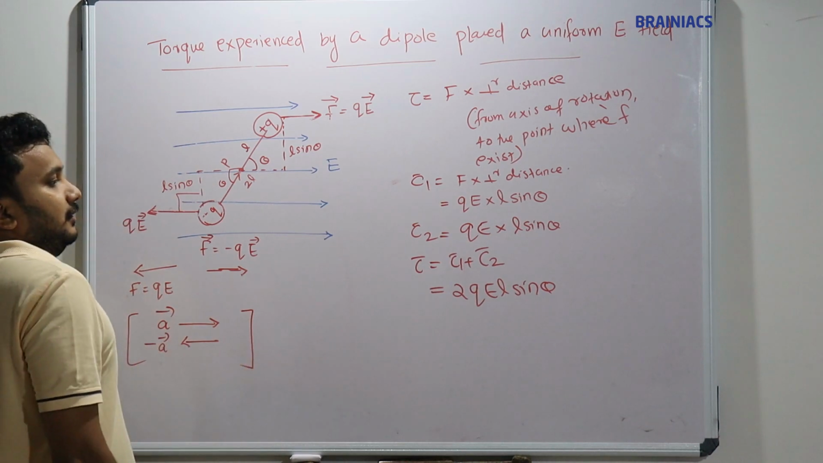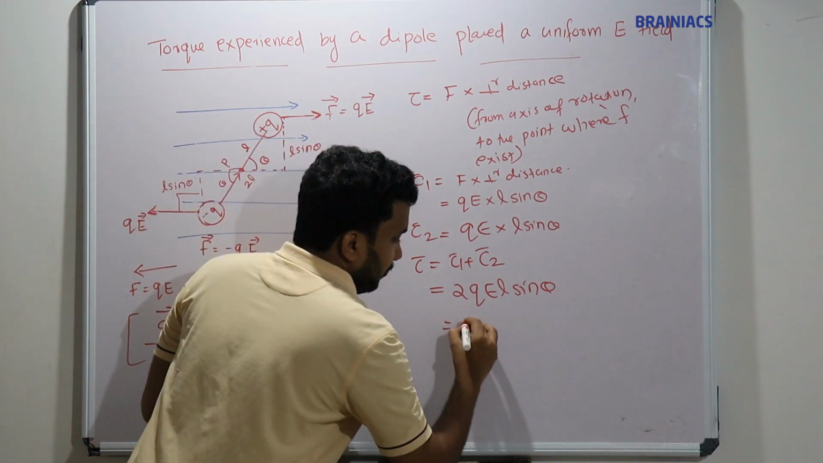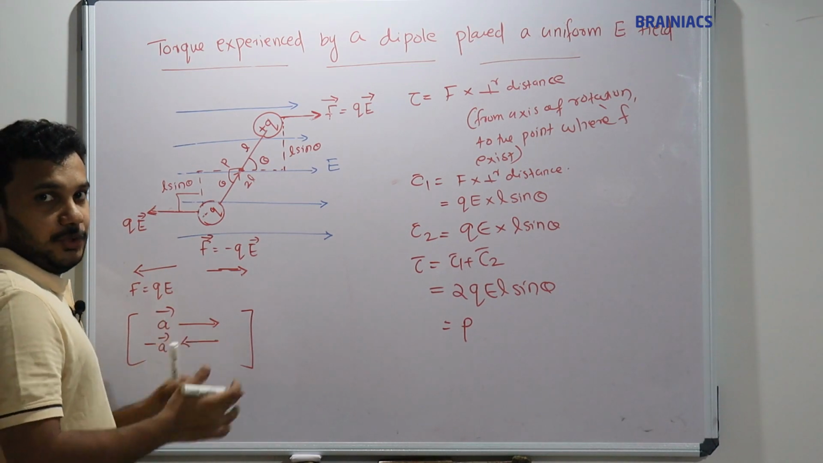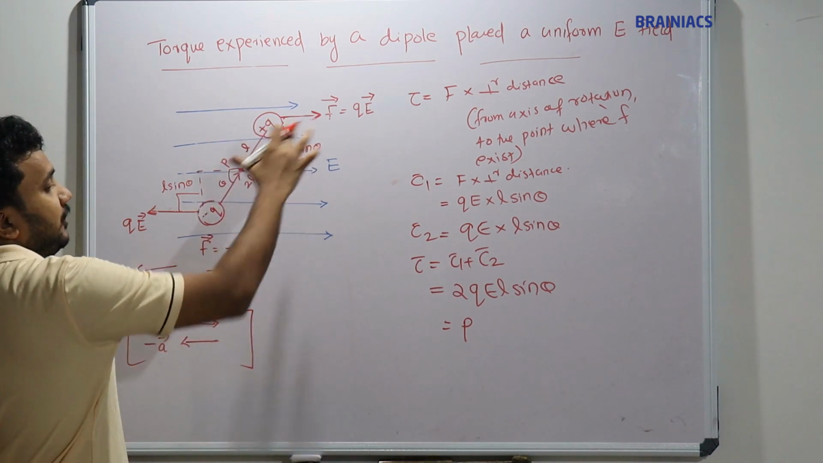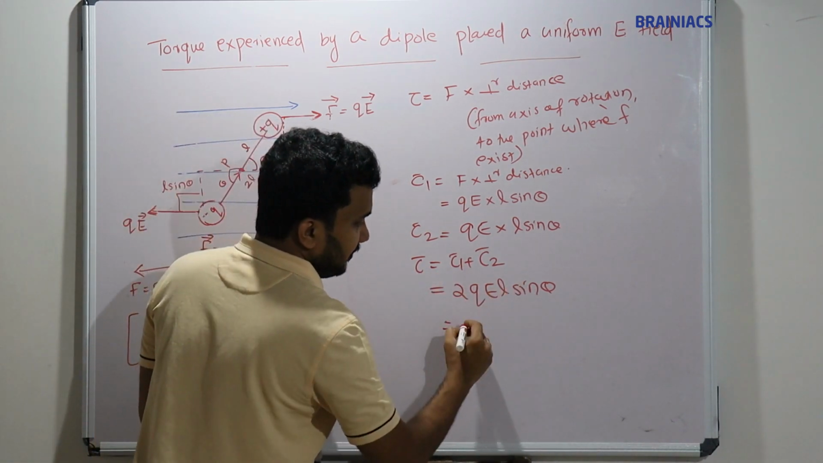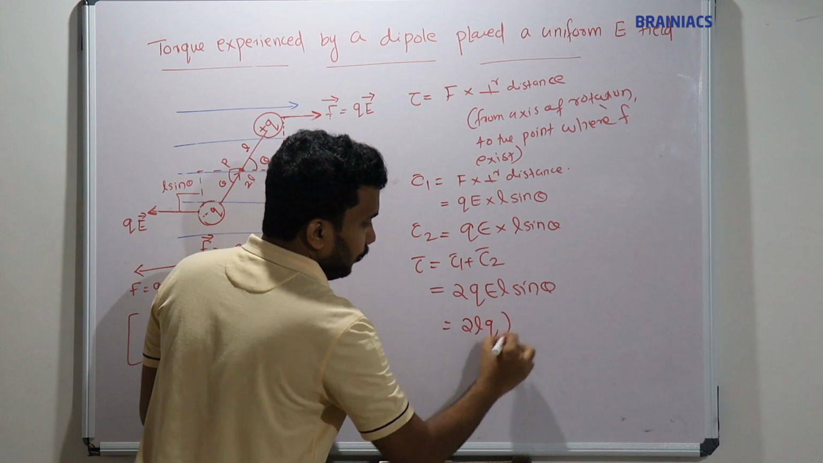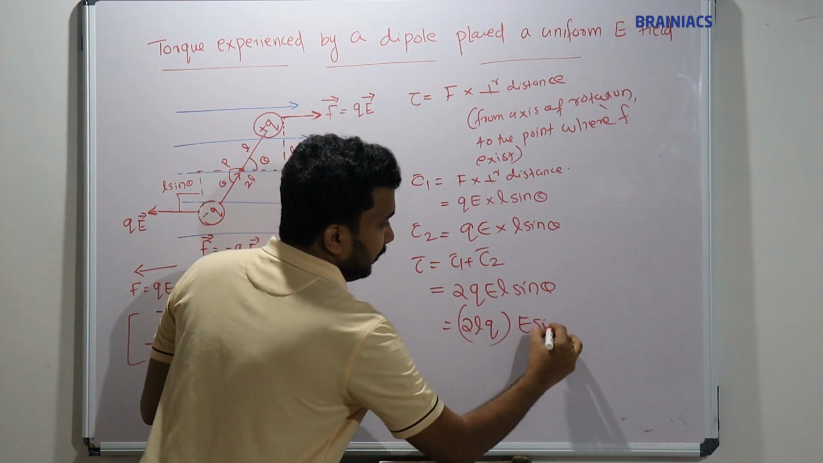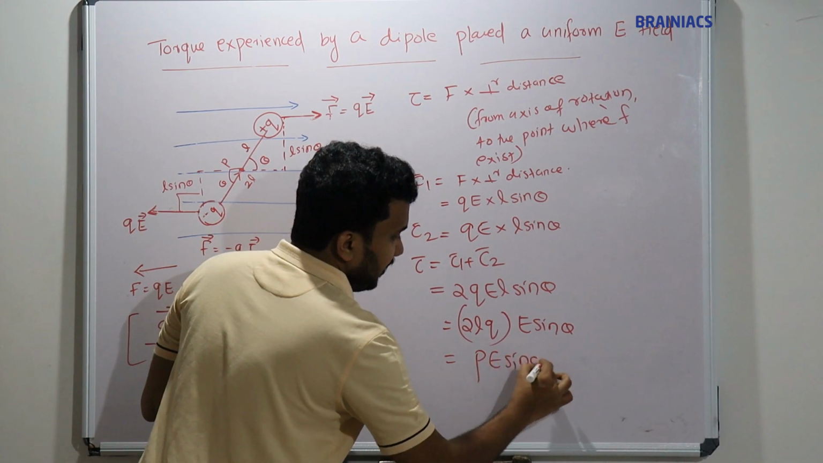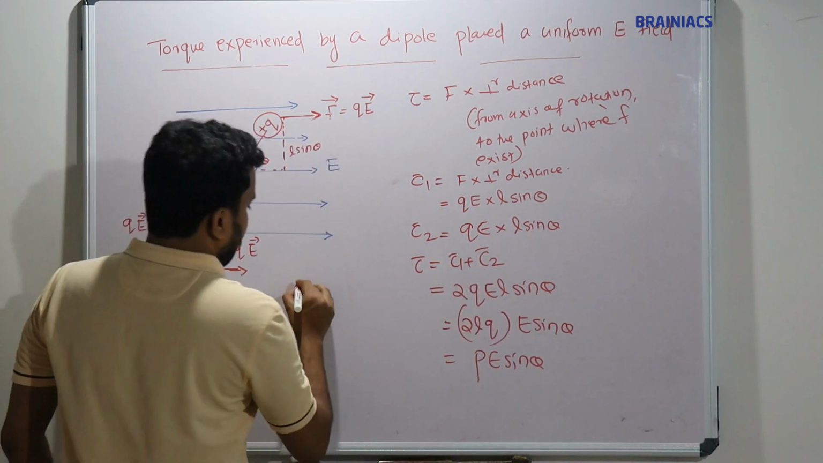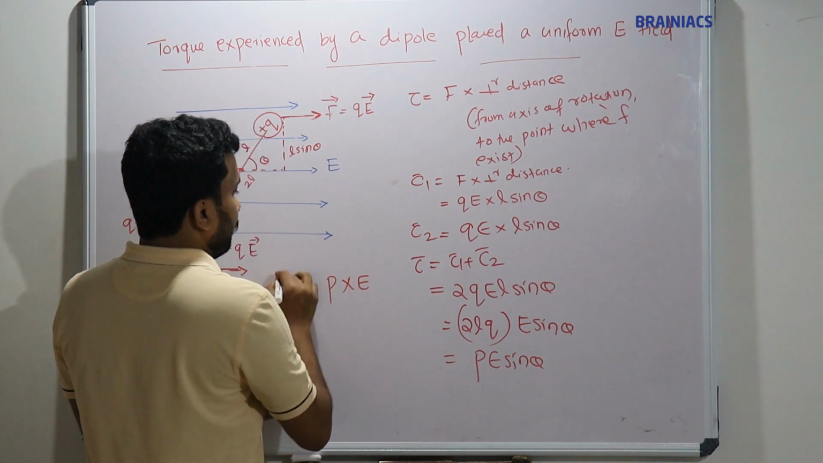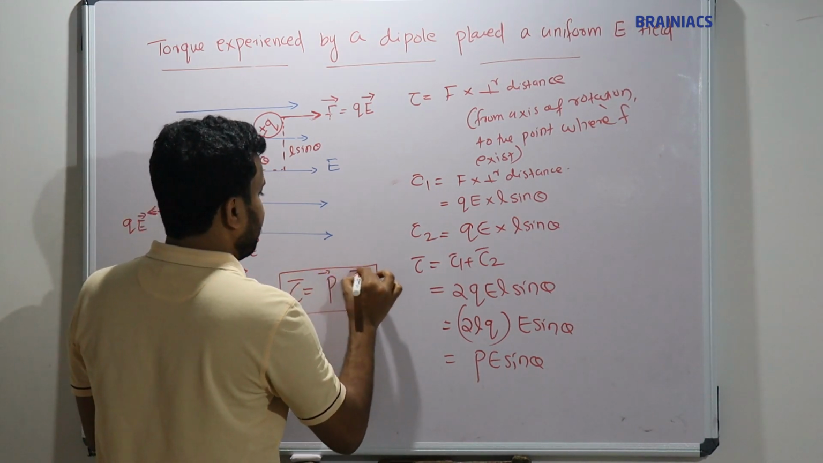Here I am introducing one term called dipole moment. You know what dipole moment is, right? 2LQ, the distance between the charges into any one charge. So I can write this equation as 2LQ into electric field into sin theta. What is 2LQ called? P. So it's called PE sin theta. In short, torque will be equal to P cross E, or you can say PE sin theta.